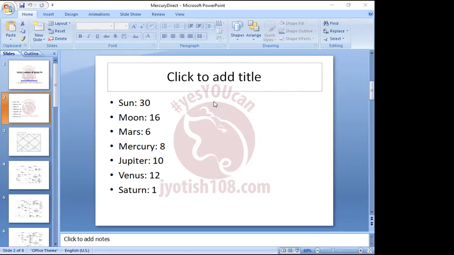Then Venus has been given 12 points. Venus, we know, is the Karaka for houses, the Karaka for vehicles, the Karaka for luxury, the Karaka for pleasure and everything.